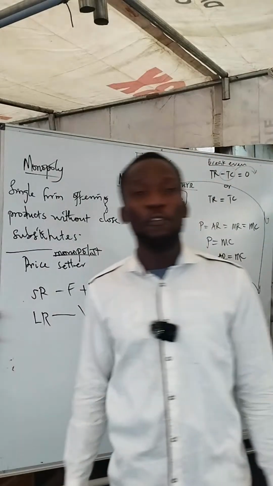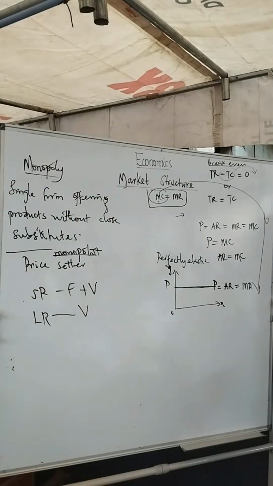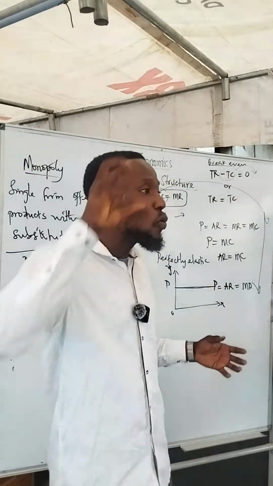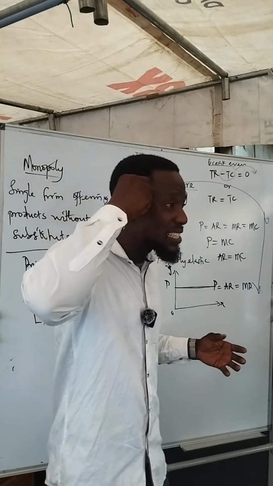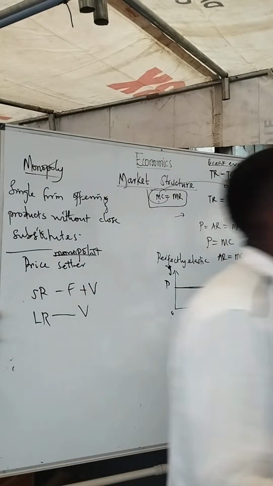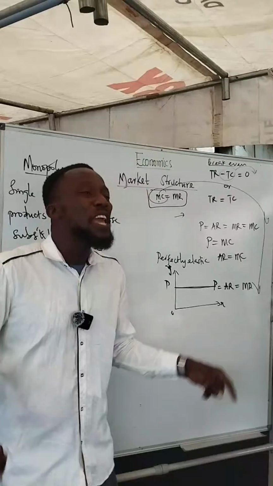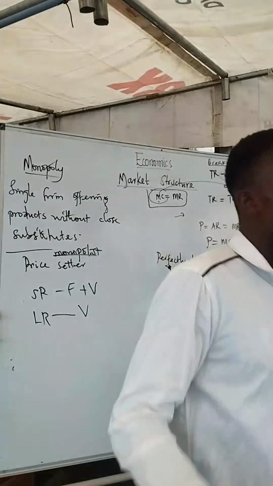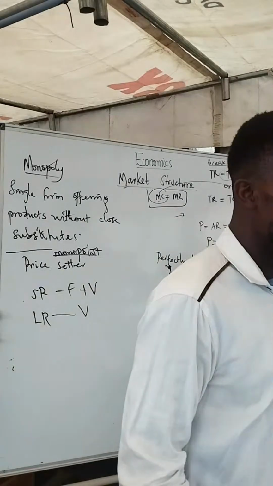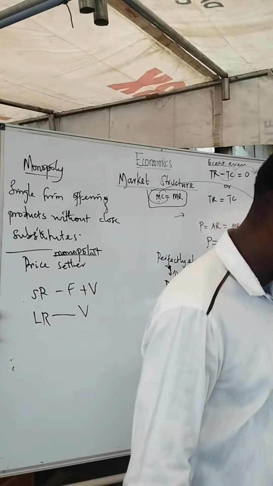A good example of cartel is OPEC, the Organization of Petroleum Exporting Countries. OPEC is a cartel. Am I making any sense at all? They control the market in a way that no non-member will be able to supply or sell their products to some countries. That is monopoly. Am I making any sense?